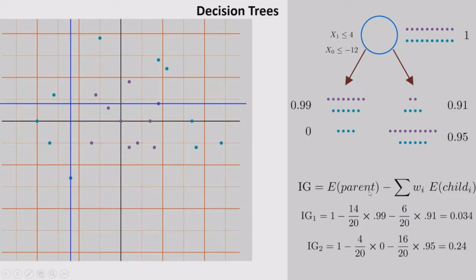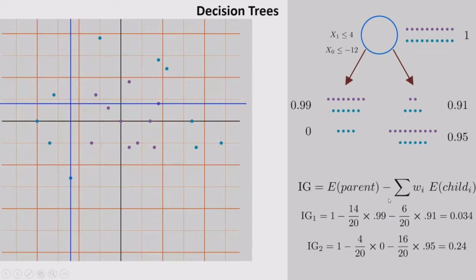The first, IG1, we got for the right side, no? Sorry, left side, and IG2 we got for the right side. No, IG1 is for the first condition, that is x1 less than or equal to 4, which is this case. This is one classification and this is your second classification. The first classification is based on your first condition, x1 less than or equal to 4, and the second classification is based on the second condition, which is x0 less than or equal to minus 12. And we are comparing which one is a better classification condition amongst these two.